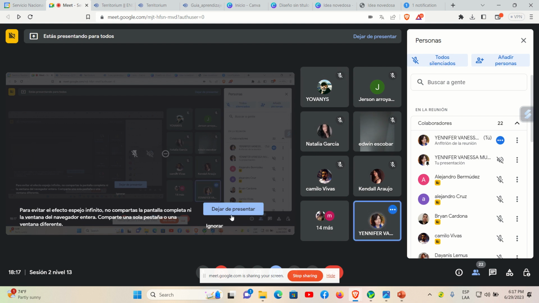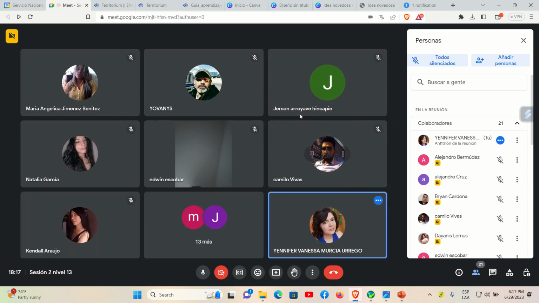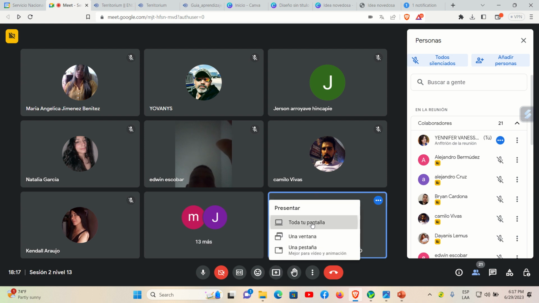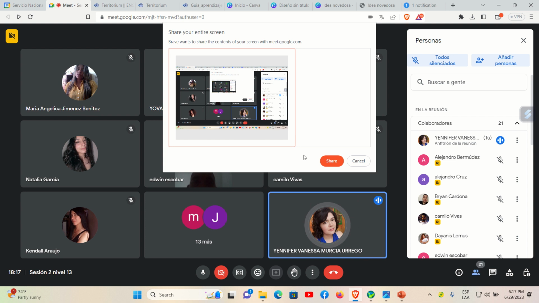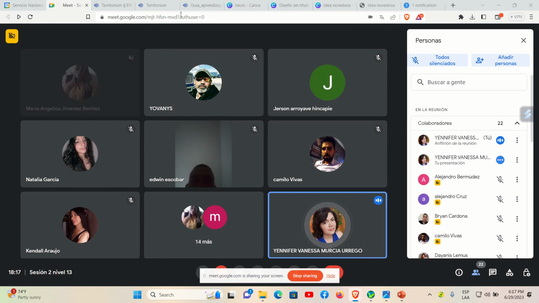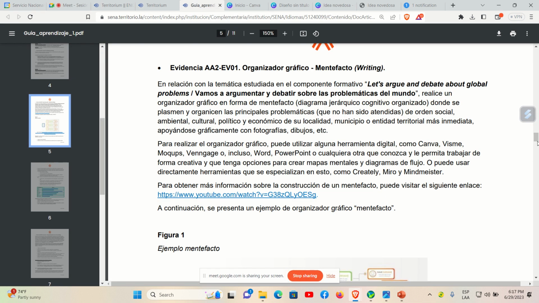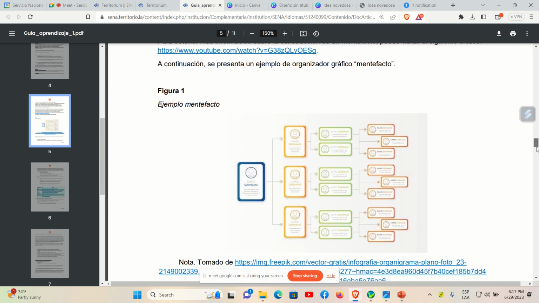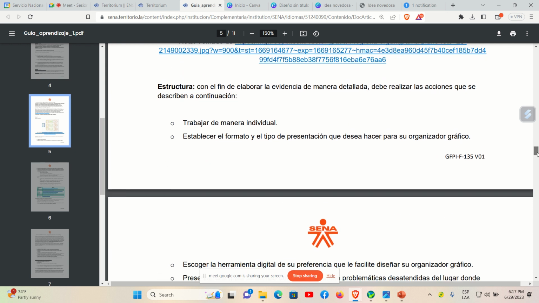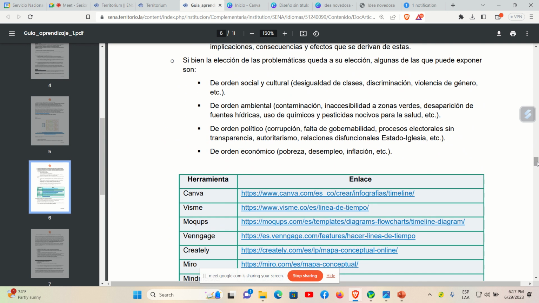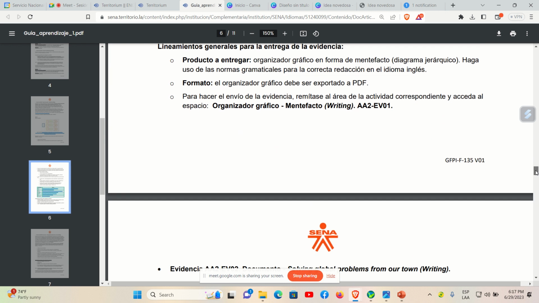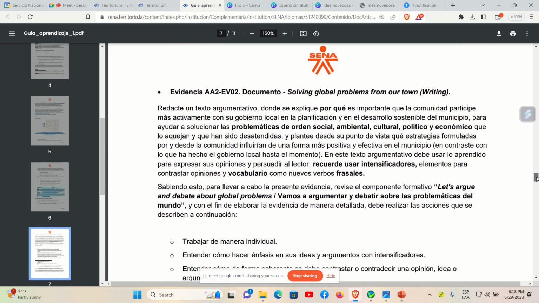Otra cosilla por ahí, de pronto. Nos vamos para la siguiente parte de la segunda actividad. Cuando ya tenemos nuestro outline, nuestro gráfico, ya tenemos como un brainstorming de lo que vamos a hacer, de cuáles son las problemáticas o la problemática que elegimos. Yo les sugiero que elijan una para que no nos vayamos a extender tanto, ¿cierto?